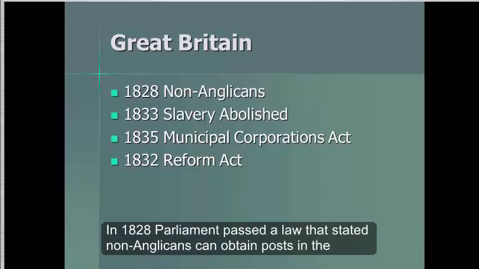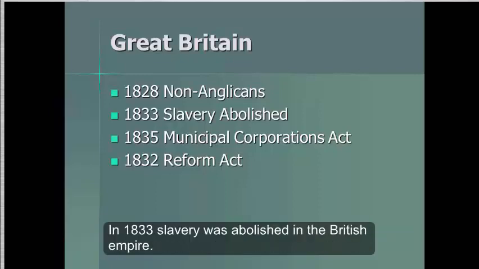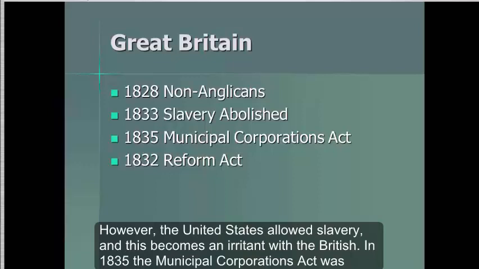In 1828, Parliament passed a law that stated non-Anglicans can obtain posts in the government and universities. This opened up the doors for Catholics and other Protestants. In 1833, slavery was abolished in the British Empire. However, the United States still allowed slavery, and this becomes an irritant with the British.